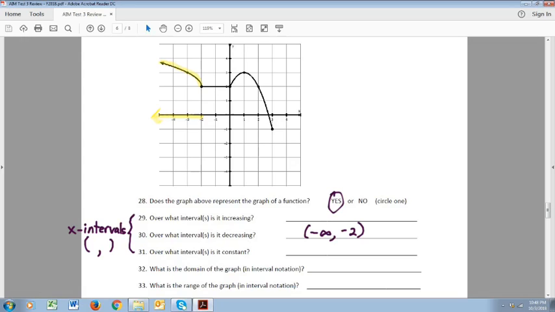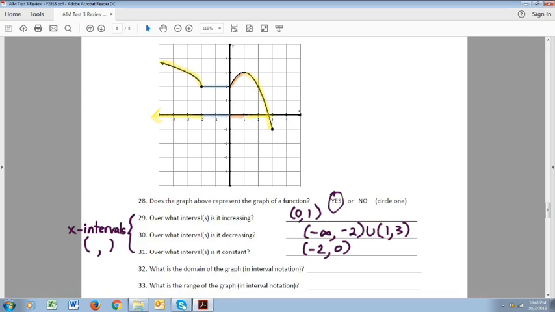So now we're at negative 2, and now what's happening? Notice we're constant. So from negative 2 until we get to 0, we're constant. So that's on the interval from negative 2 to 0. So now you can see we're going up, rising or increasing, and that occurs from 0 to 1. And finally, from here to here, so from 1 to 3, we're decreasing again.